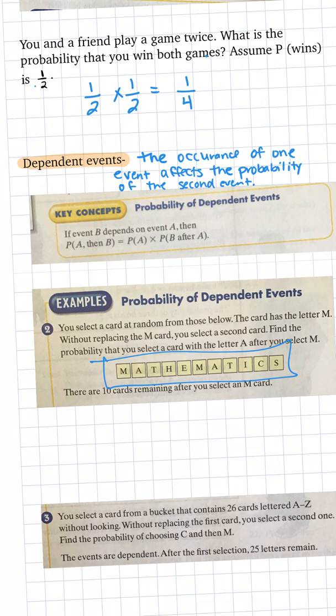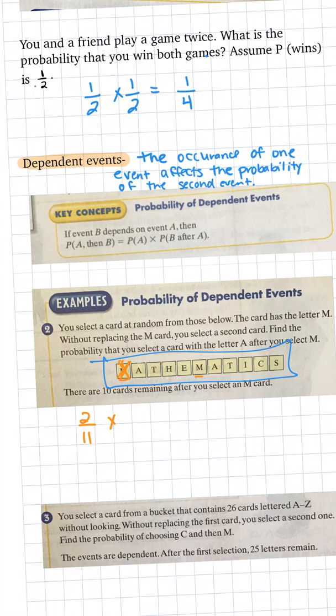So the probability of selecting one card with the letter M. Let's see here. There are 2 M's out of 1, 2, 3, 4, 5, 6, 7, 8, 9, 10, 11. So selecting an M the first time is a 2 in 11 chance. After that, if we do not replace the M we selected, now we have 1 chance of selecting a letter A.